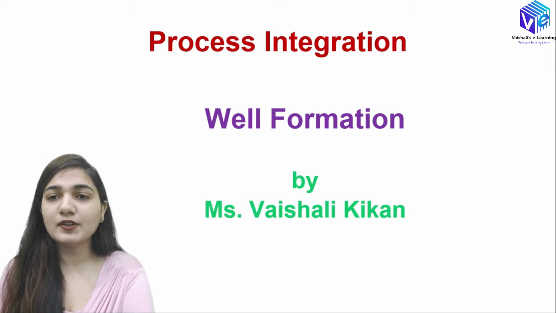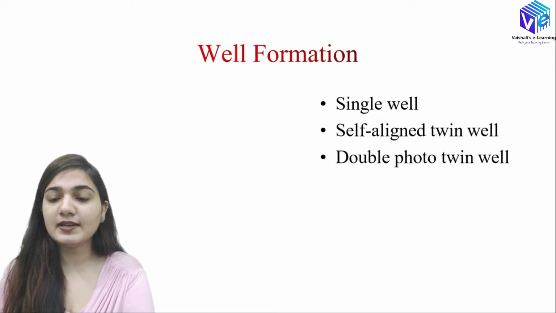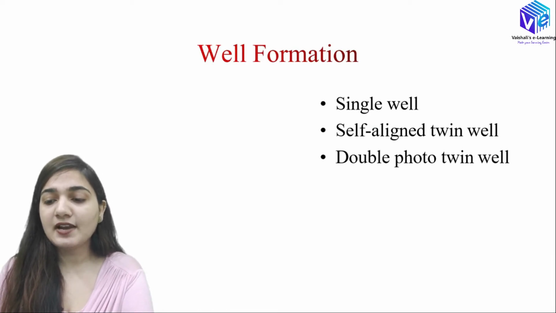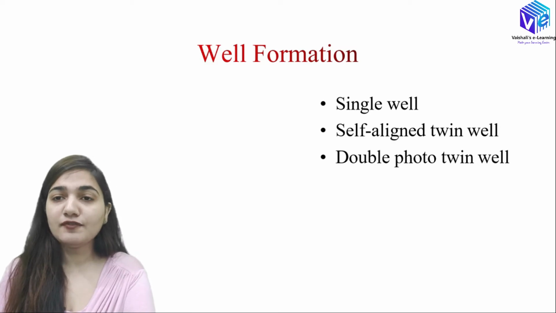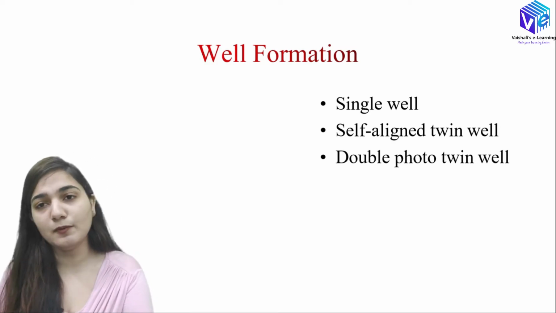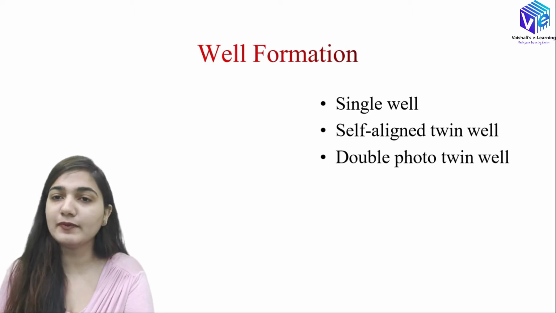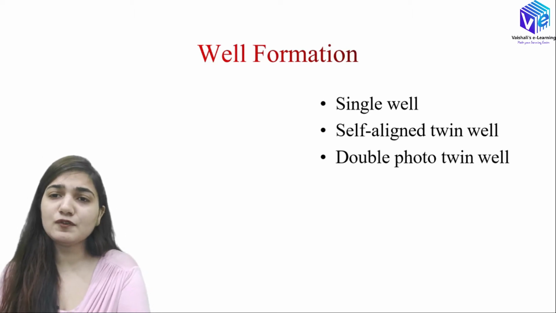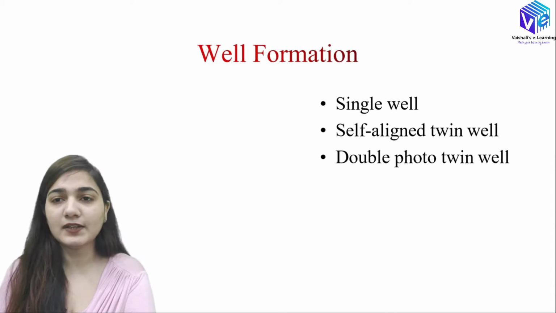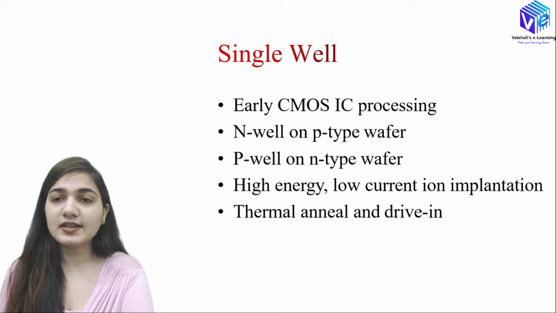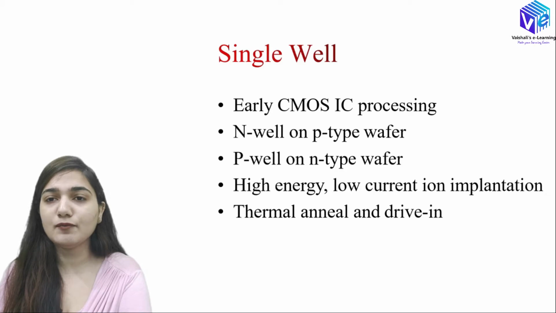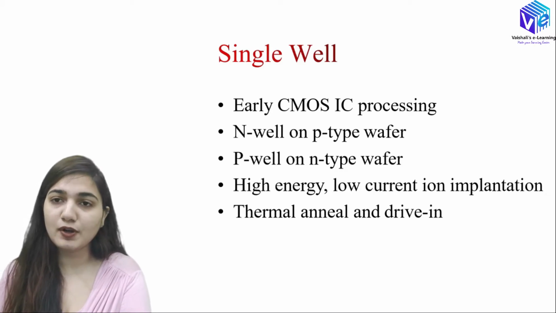Right, so based upon the type of well that we are using, we can classify the well formation into 3 types: the single well process, the self-aligned twin well process, in that we have 2 wells, and then the double photo twin well process. All of them completely make the well formation, and after that we can proceed with the various ion implantation, diffusion techniques and the further techniques for the chip formation. So we should understand how we are forming the well, and for that we are moving towards the single well process, which was the earliest process for the well formation.